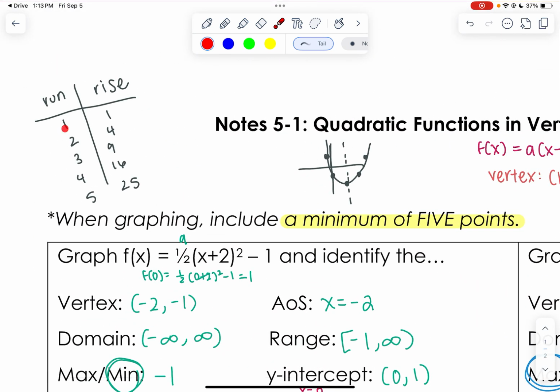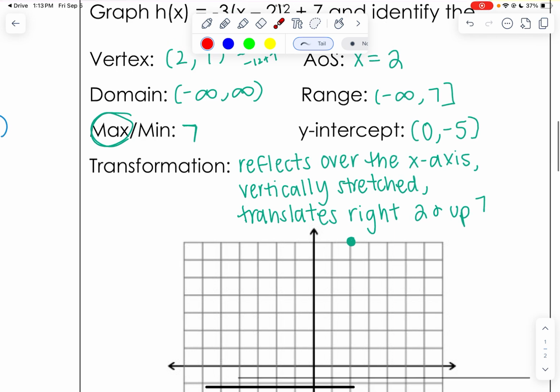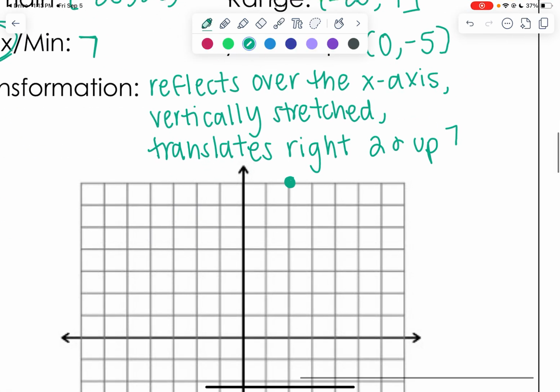I'm not going to go over 1, 1. This was all vertically stretched by 3. So this should be 1 times 3 is 3. 4 times 3 is 12. 9 times 3 is 27. Now I'm going to be way off my graph for sure, okay? But remember that you're not going over and up. Because this was a -3, I'm going over and down. So I'm going to go over 1, down 3 now.